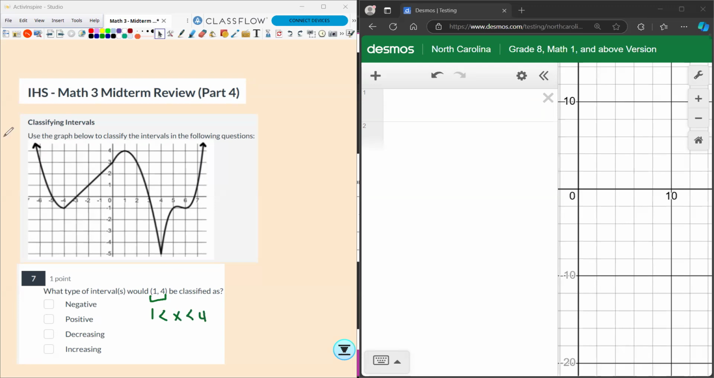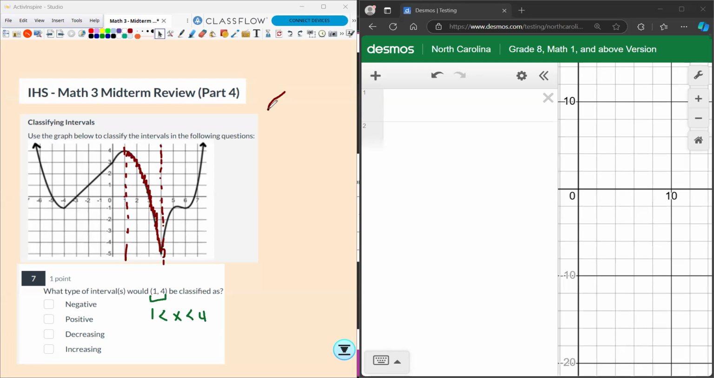So what you go through is you look at your graph, and you can shade on it if you want to. Go through at 1, and then you go to 4. And you look at the part of the graph that's between those two x values. And you look at four different types of intervals. Okay, there's four different types of intervals.